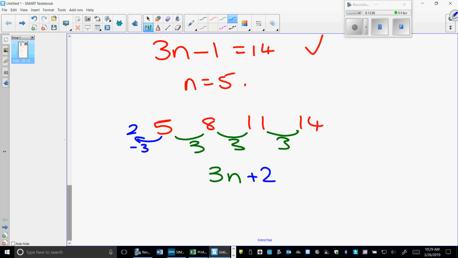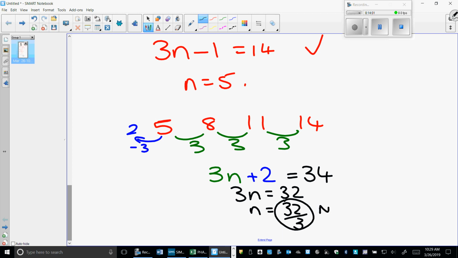This is the easier way of doing this. If this is our rule, and Casey thinks that 34 is in the sequence, it would mean that if we show that 3n plus 2 is equal to 34, and we solve this, if we get a whole number for n, it means that it would be in the sequence. But if we get a weird number for n, it means it's not in the sequence. And if we solve this, that's not a whole number. And so it's not in the sequence.